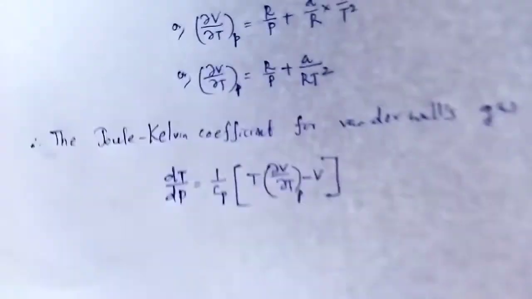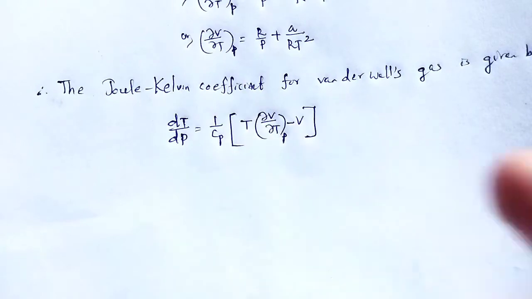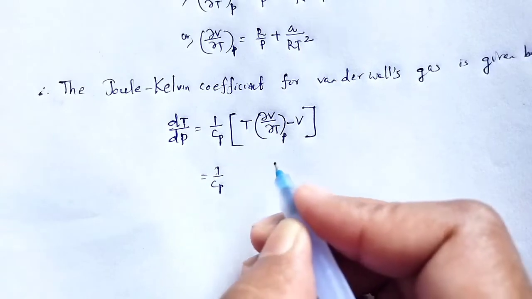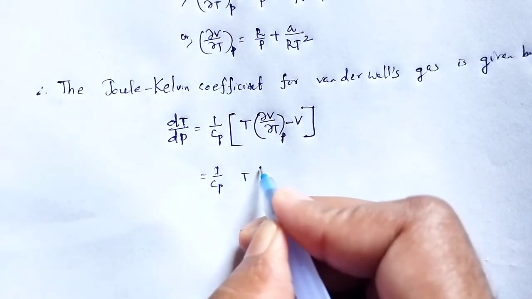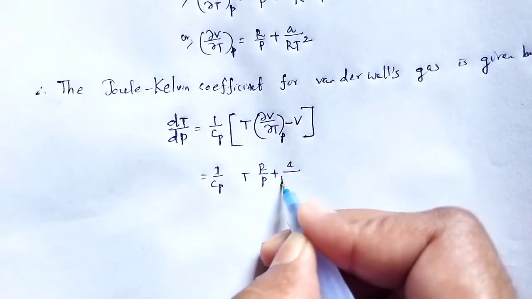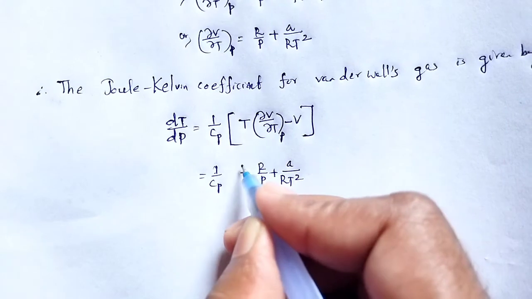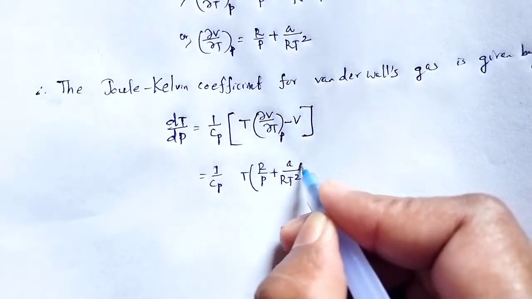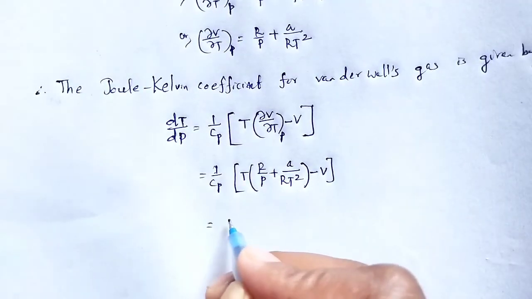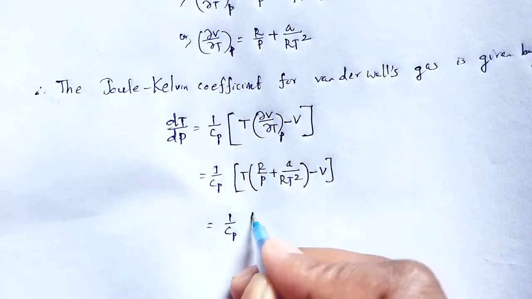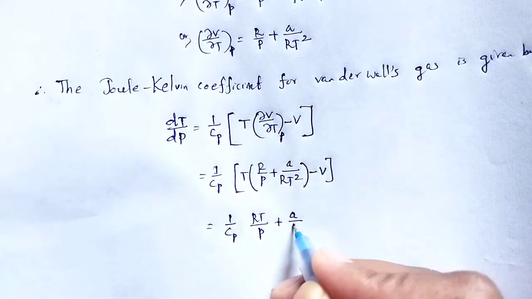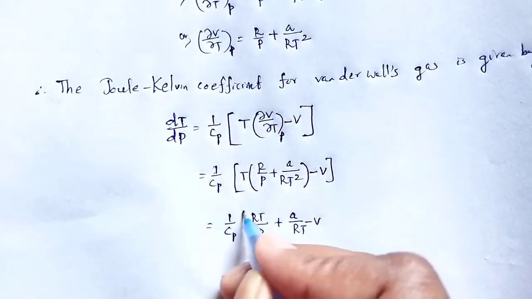Now putting the value of del V by del T at constant pressure here, we get 1 by Cp times T times R by P plus A divided by R T square, minus V, which is equal to 1 by Cp times RT by P plus A by RT minus V.